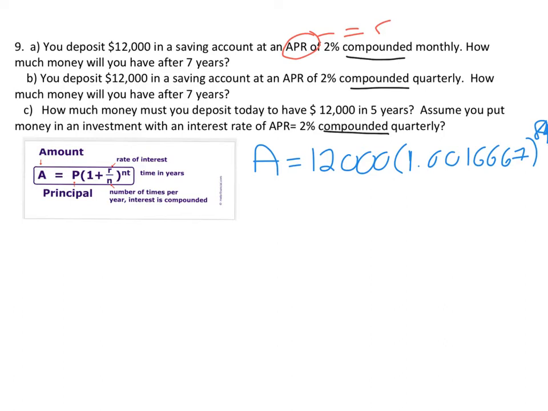Because the thing that's being raised to the 84th power should be close enough to 1 that you don't get something really huge. So if you made a mistake earlier, or if you multiply by the 12,000 first, or various mistakes, you're going to end up with something really, really big. And you don't want something really, really big. So this should just be 1.0016667 to the 84th power.